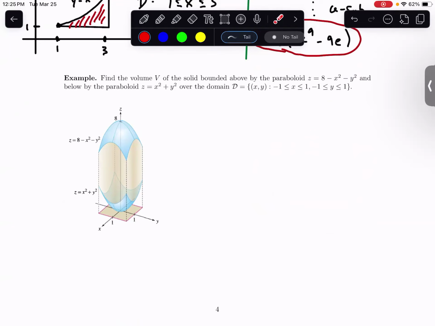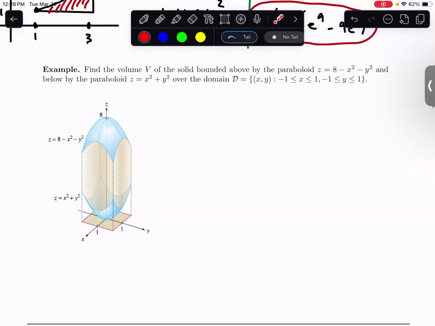To find the area between two curves, you take the integral, and what you do is you subtract the lower curve from the upper curve and then integrate that, and that would give you the area between the two curves. There's no reason why we can't just use the exact same logic to find the volume between two surfaces, which is exactly what the next example is telling us.